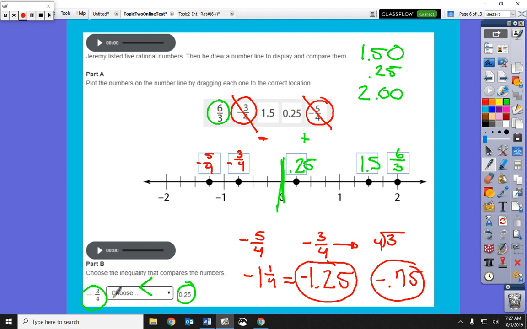I don't want to have debt, which is this. I want to have money, which is this. So right now, this person is not as wealthy as this one because they're in debt. So it's negative 3/4 is less than 25 hundredths.